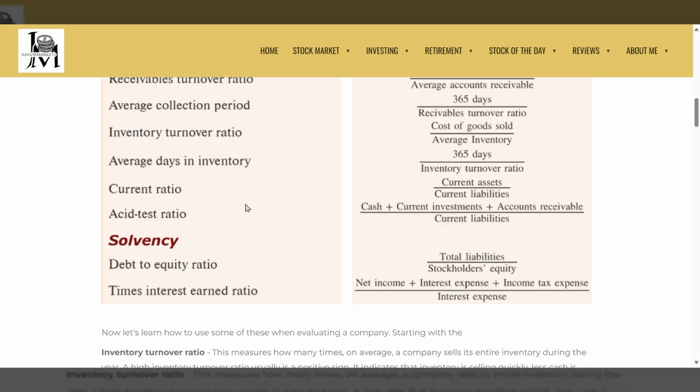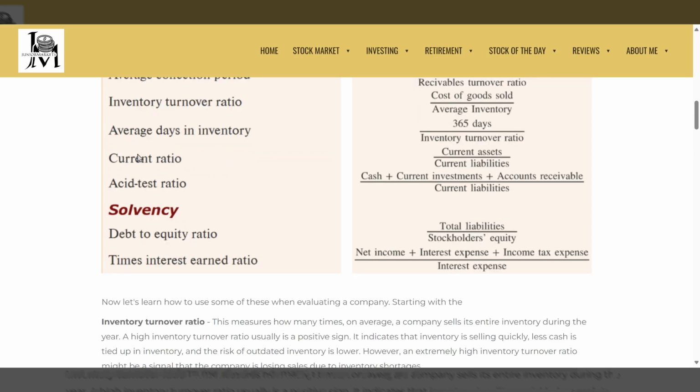So these two are very similar. It's a way for companies to measure if their assets can cover their liabilities in the short term. So for current ratio, like we can see right here, it's current assets divided by current liabilities. So you obviously want this number to be more than 1 to show that a company has more assets than liabilities.